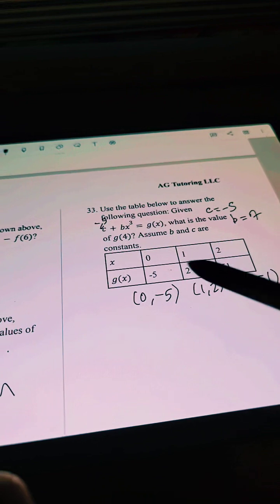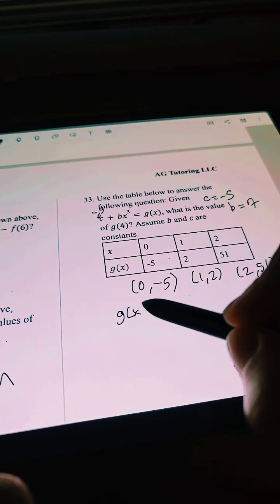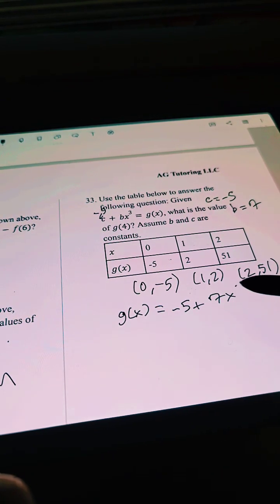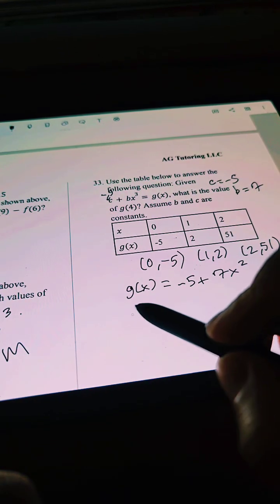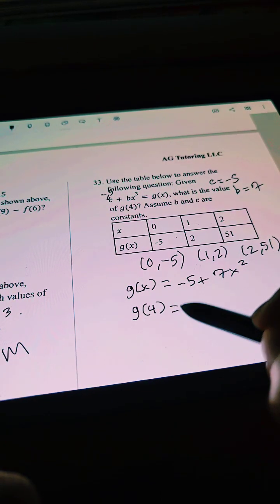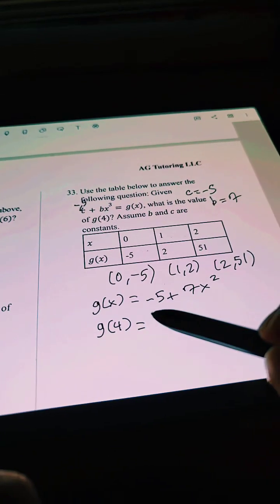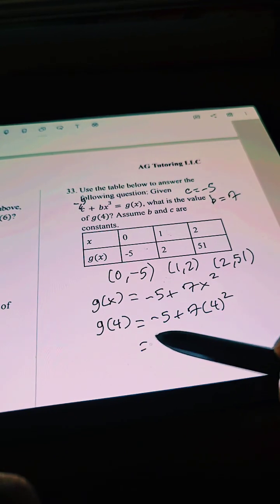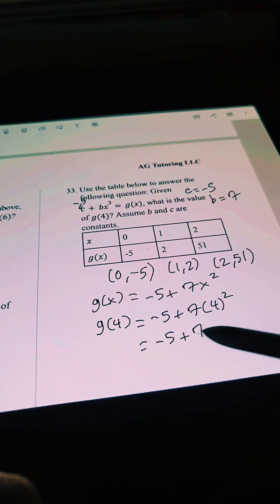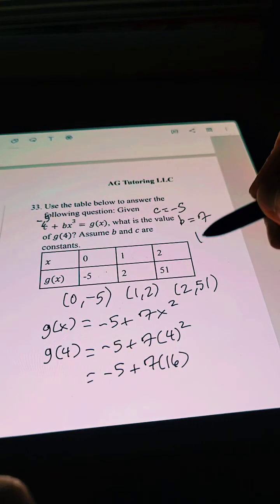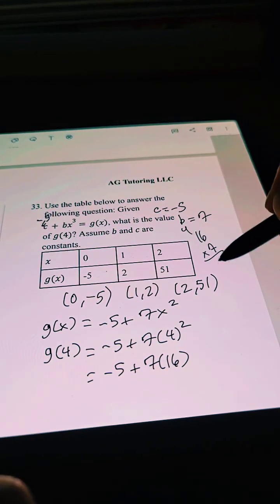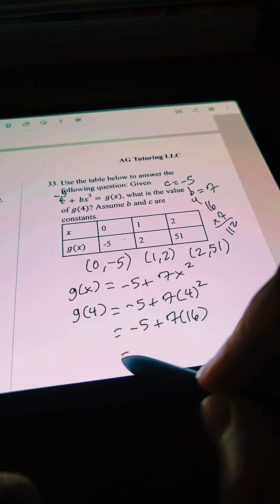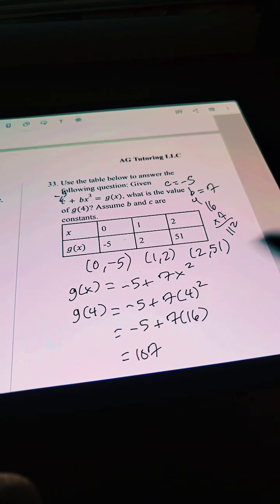So now I have a complete equation. I have g of x is equal to c is -5 plus b is 7 x squared. So now I can easily find g of 4. G of 4 means that everywhere that there's an x, I'm going to put a 4 now. So I'm going to have -5 plus 7 times 4 squared. So that's going to equal -5 plus 7 times 16. So 16 times 7 is going to be 112. So it's going to be 112 minus 5, which is going to be equal to 107.